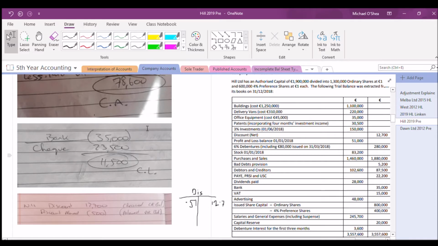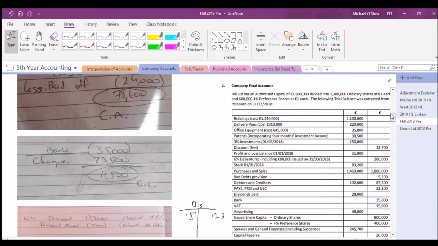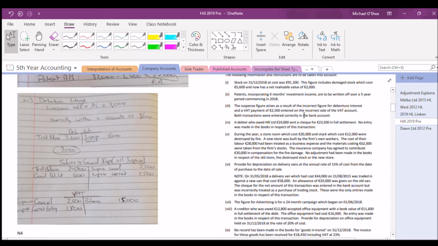12,700. But again, it's on the debit side because it is an expense, and it's an expense because we have allowed a discount. So whenever a debtor is paying off in full settlement, it means there's going to be a discount that's going to come into account here. And because it's the debtor that's involved, then it's discount allowed. Discount allowed is an expense. Just try to think through that.